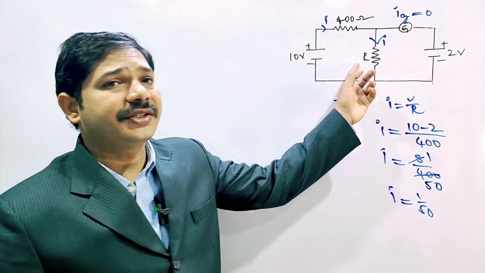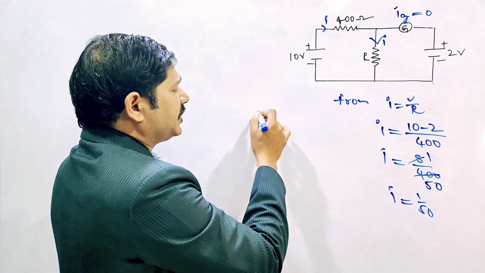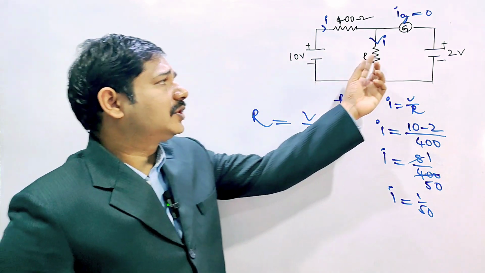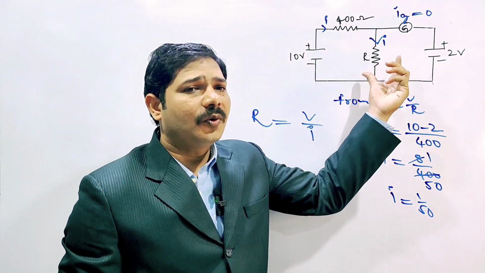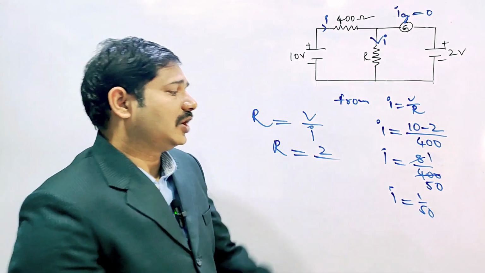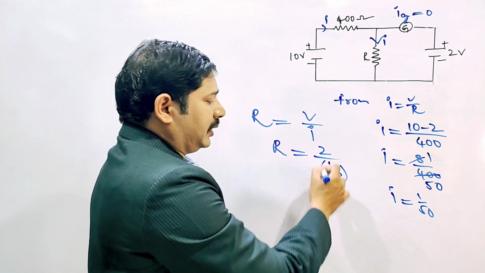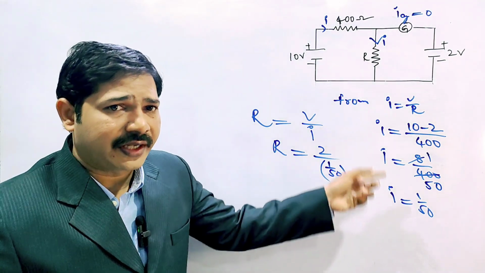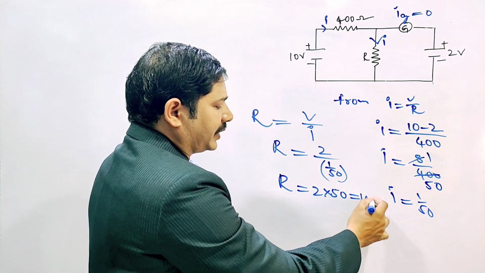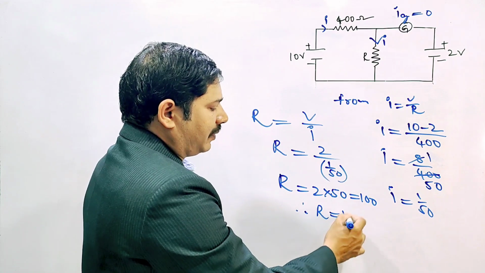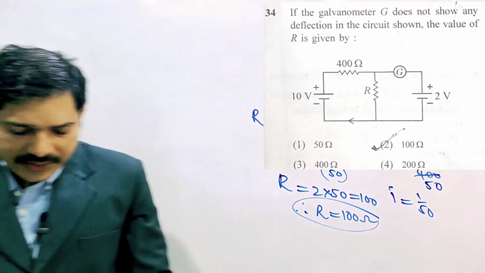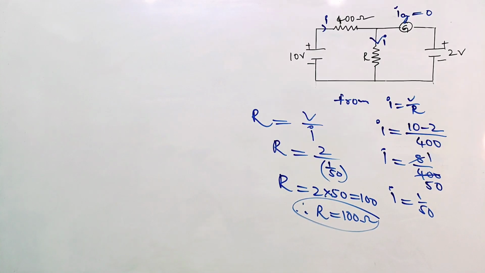What they are asking is the resistance R. Here R equals V by I. The potential here is the output potential, so R equals the output potential 2 divided by the current 1 by 50. The 50 in the denominator goes to the numerator, so R equals 2 into 50, that equals 100. Therefore the R value is 100 ohms. 100 ohm is the correct answer. The second option is correct. Next question you can check.